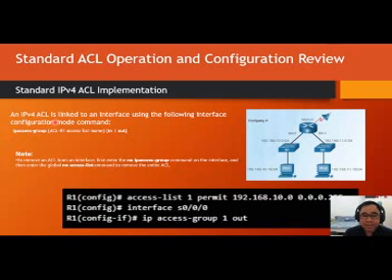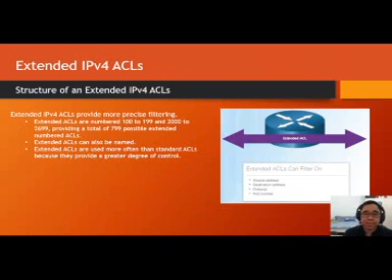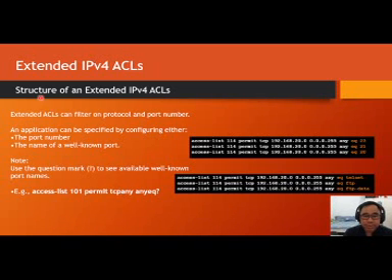An IPv4 ACL is linked to an interface using the following interface configuration mode command. Okay, access-list, permit. So here are the examples of the access-list command. An application can be specified by configuring either the port number or the name of a well-known port.